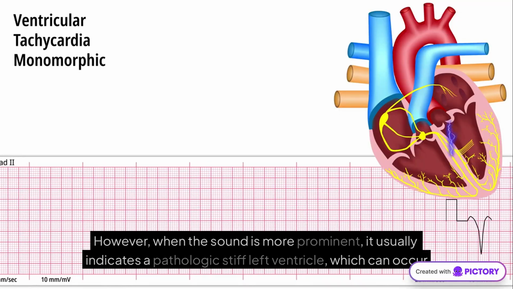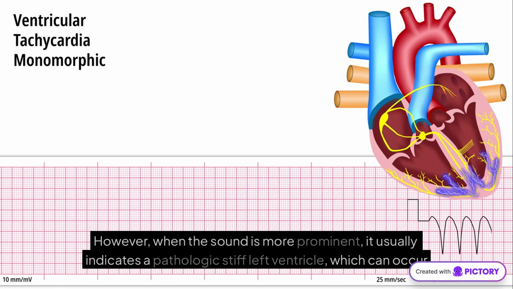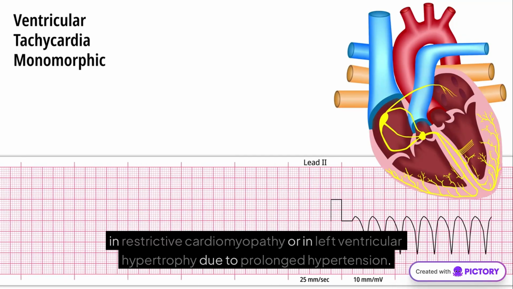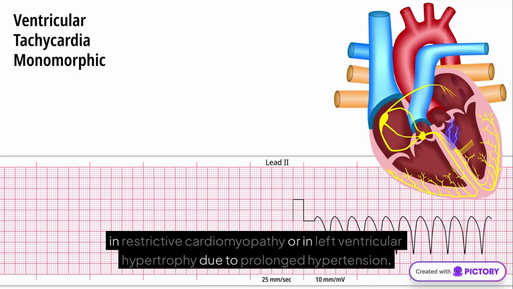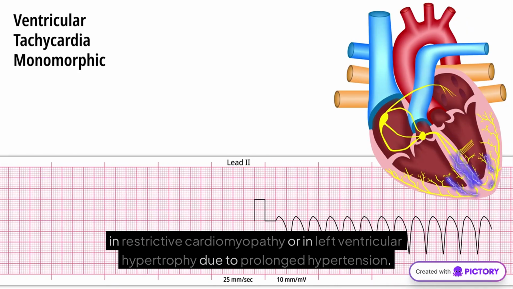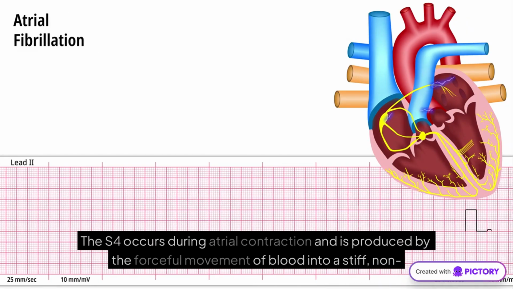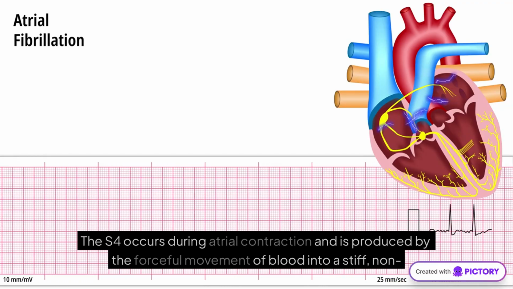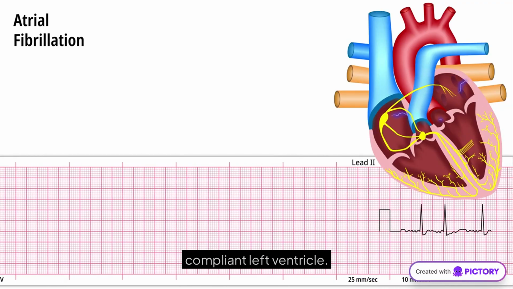However, when the sound is more prominent, it usually indicates a pathologic stiff left ventricle, which can occur in restrictive cardiomyopathy or in left ventricular hypertrophy due to prolonged hypertension. The S4 occurs during atrial contraction and is produced by the forceful movement of blood into a stiff, non-compliant left ventricle.